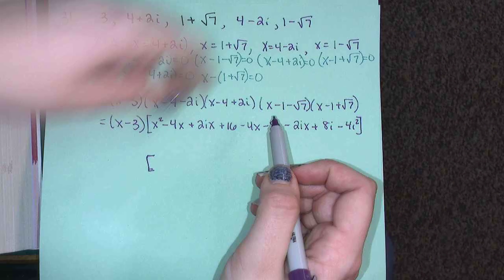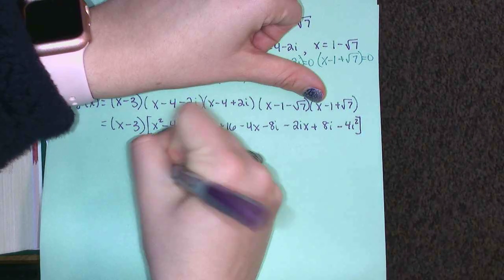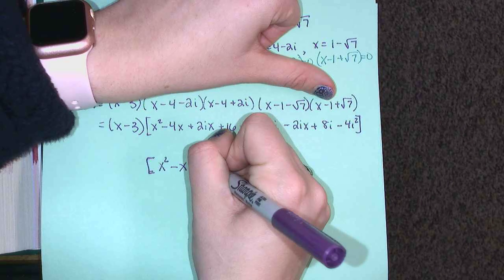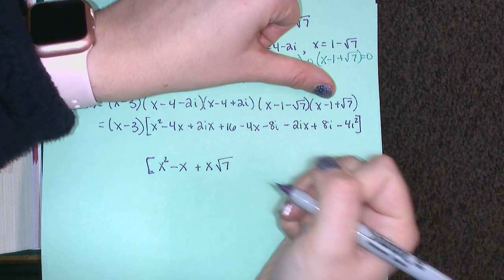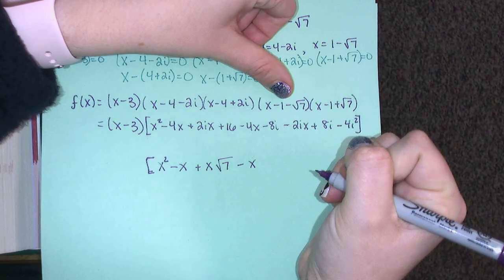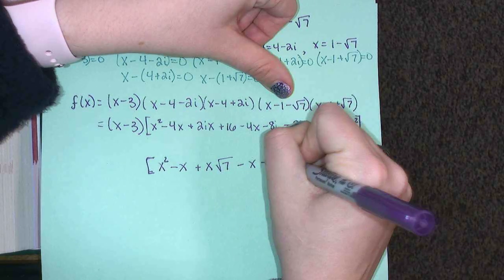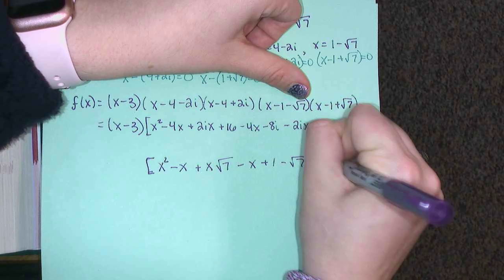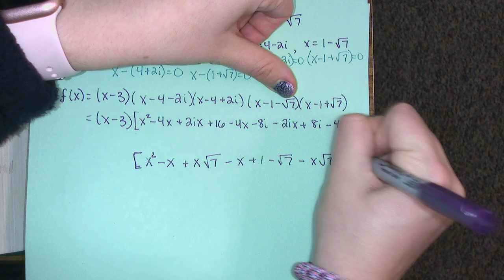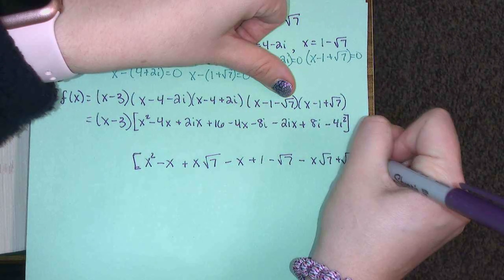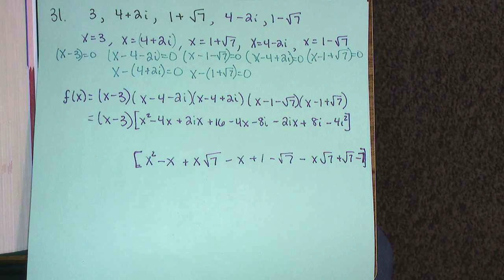So, over here we've got x squared minus x plus, I'm going to just put the x in front, but the x squared is 7, and then minus x plus 1 minus the square root of 7, minus x square root of 7 plus the square root of 7 minus 7. And then again, I'm going to leave some room underneath so I can cancel stuff.